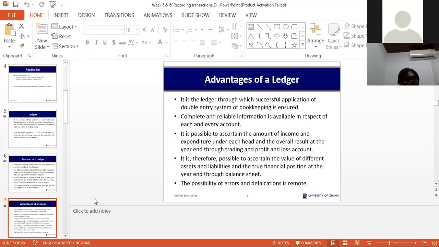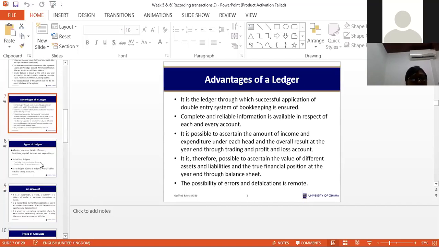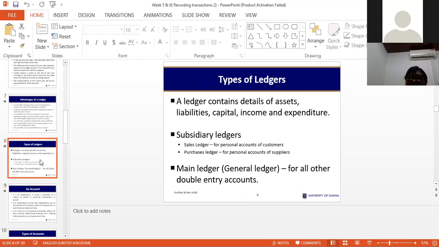Now, once you do those entries, it is also possible to locate errors if that happens, because double entry would have taken place. And so you can always trace and track transactions. And if there are errors, they can be quickly corrected.